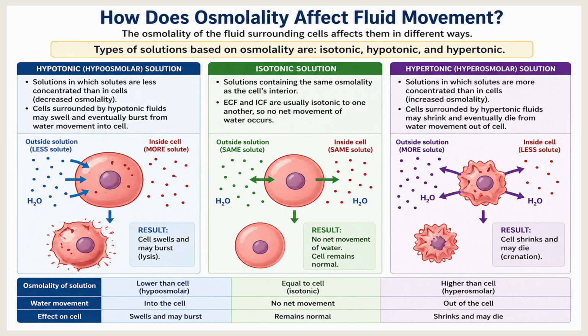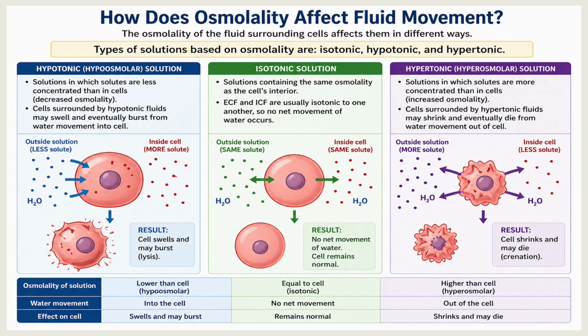Okay, so how does osmolality affect fluid movement? Because remember, we said increased osmolality means increased osmotic pressure, because that's what albumin does, right? We give albumin and we increase the osmolality, the osmotic pressure inside the vessels, and so it pulls the water in. So now, the types of solutions based on osmolality are isotonic, hypotonic, and hypertonic. They're different solutions, okay?